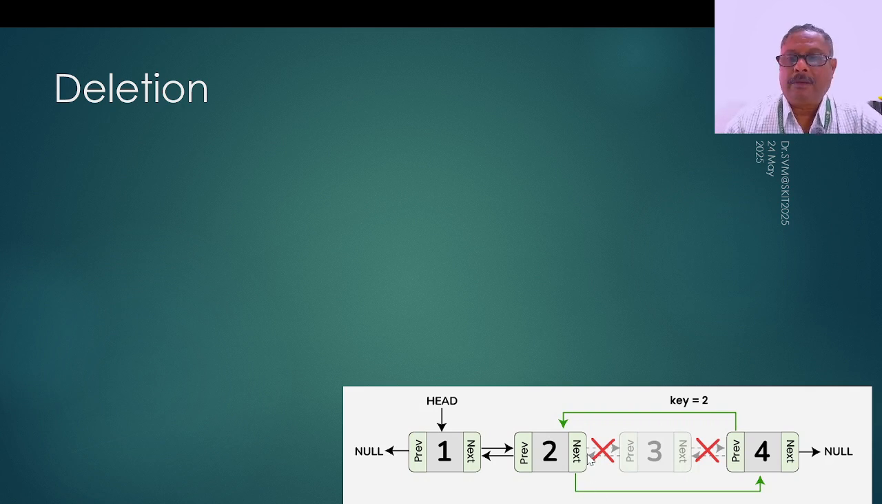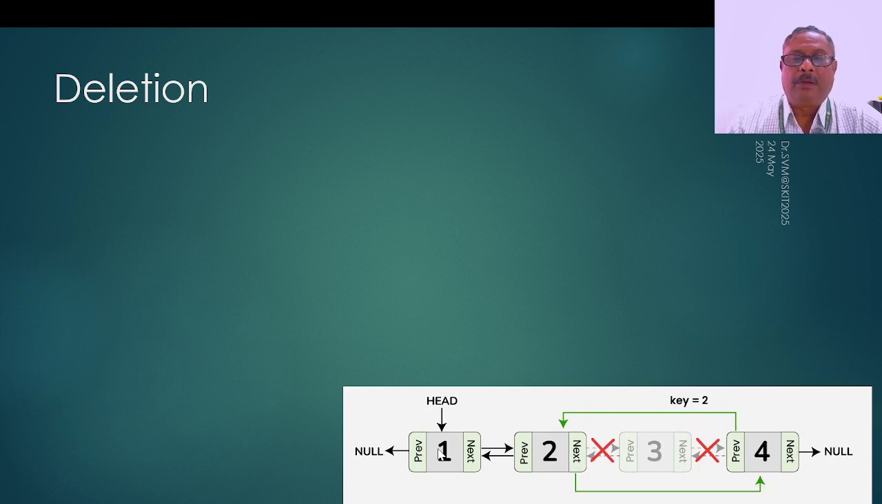So here the key given is 2, so we need to delete the node which comes after this particular node. That means we need to delete the node having the value 3 in this case, because the key given is 2, so we are trying to delete a node after the node which we know.